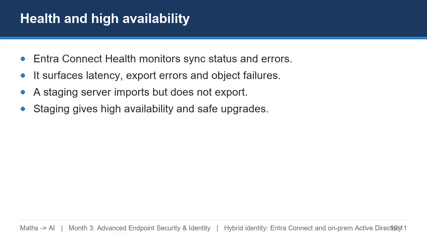Two operational pieces finish the picture. Entra Connect Health gives you cloud-side monitoring of your sync, status, latency, export errors, object-level failures, your early warning system. And for resilience, you run a staging server, a second Connect instance that imports and processes everything but does not export. It's a warm standby you can promote if the primary fails, and it's also how you safely test an upgrade or a rule change before it touches production. No serious hybrid deployment runs a single Connect server with no staging partner.